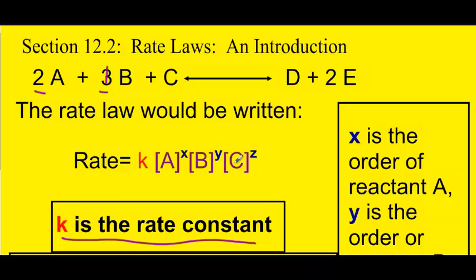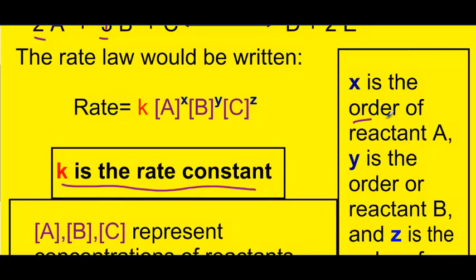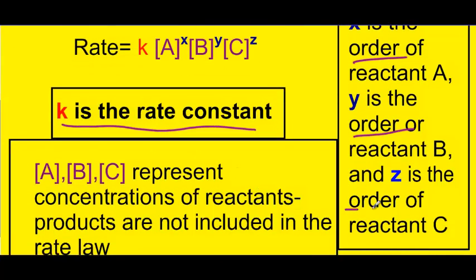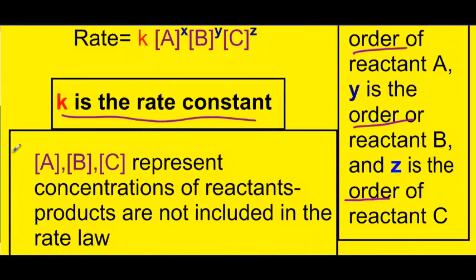So these values, X, Y, and Z, are what we call orders. X is the order of A, Y is the order of B, and Z is the order of C. And the orders are not necessarily the coefficients in the equation. That is super important. X, Y, and Z can only be determined experimentally. And A, B, and C are the concentrations. The products are not included in the rate law.